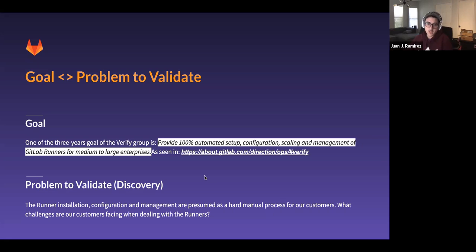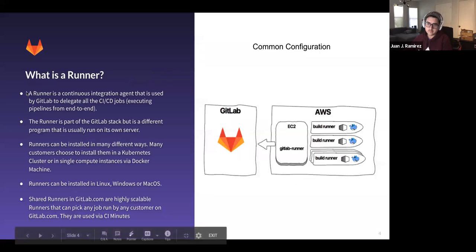So the problem to validate here is the runner installation, configuration, and management are presumed to be a hard manual process for our customers. So what are the challenges that our customers are facing when they're dealing with those runners and with the runner installation? So yeah, I wanted to first explain what's a runner.